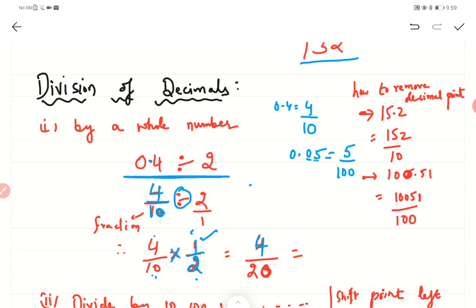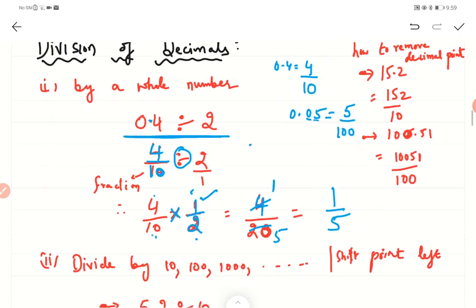So how much is it? 4 fives are 20, isn't it? So this will be 1 by 5. So this is the simplest form of 4 by 20. Okay, so if some number can be cut, you need to cut it off and write in the simplest form.